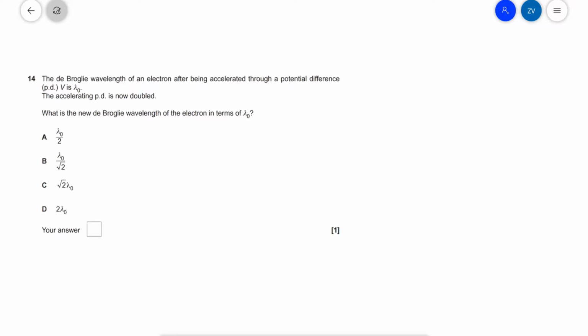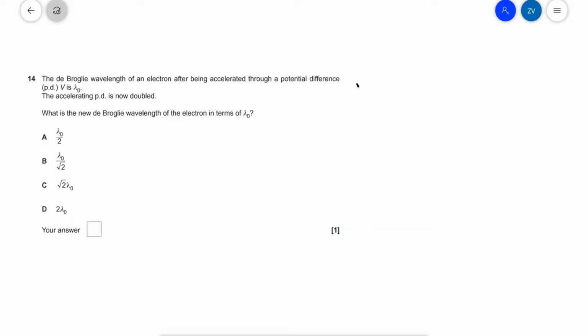Question 14. The de Broglie wavelength of an electron after being accelerated through a PD is lambda naught. The accelerating PD is now doubled. What is the new wavelength of the electron in terms of the original wavelength? Well, let's think about proportionality. There are two equations that we need to consider here.